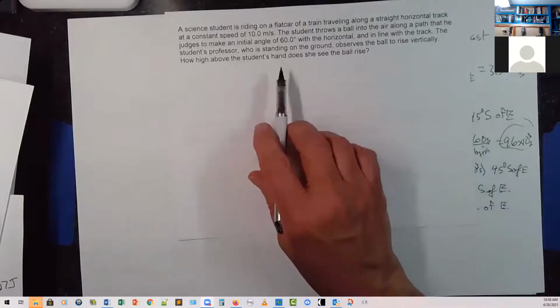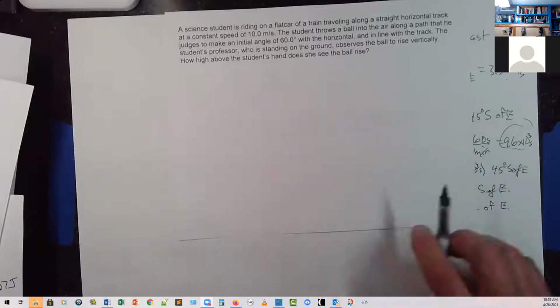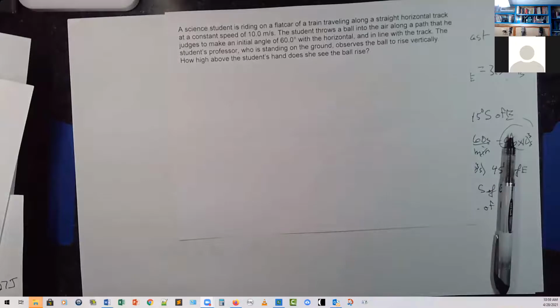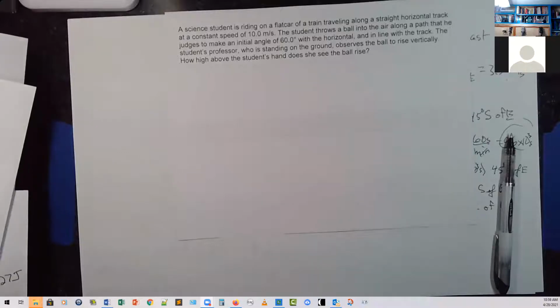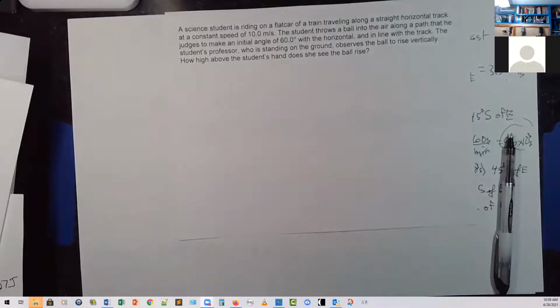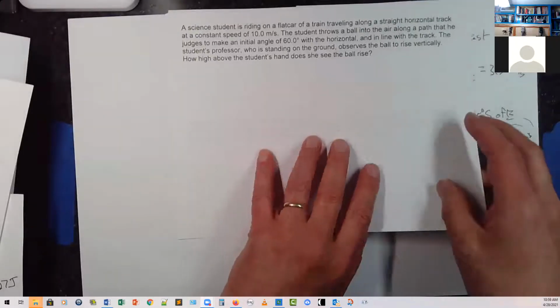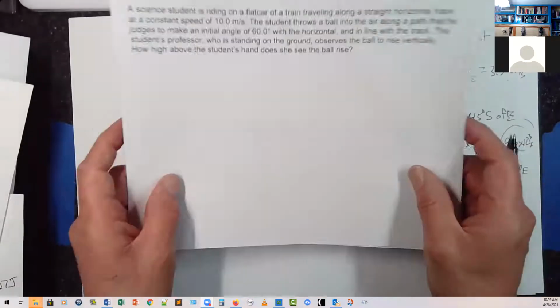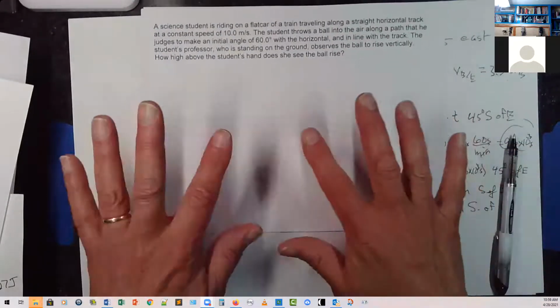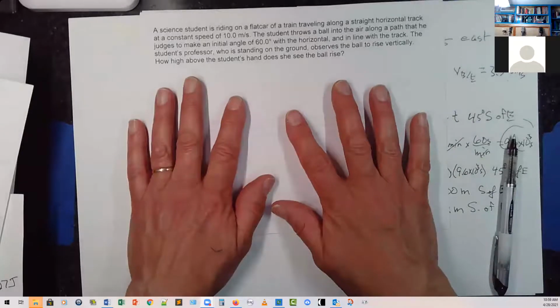How high above the student's hand does she see the ball rise? Good grief. This seems like one of those questions where everybody on the island either tells the truth or is a liar, and you're supposed to figure out what color hat they're wearing. So I mentioned that the other day. Those are fun riddles to try and work through, but it's not.